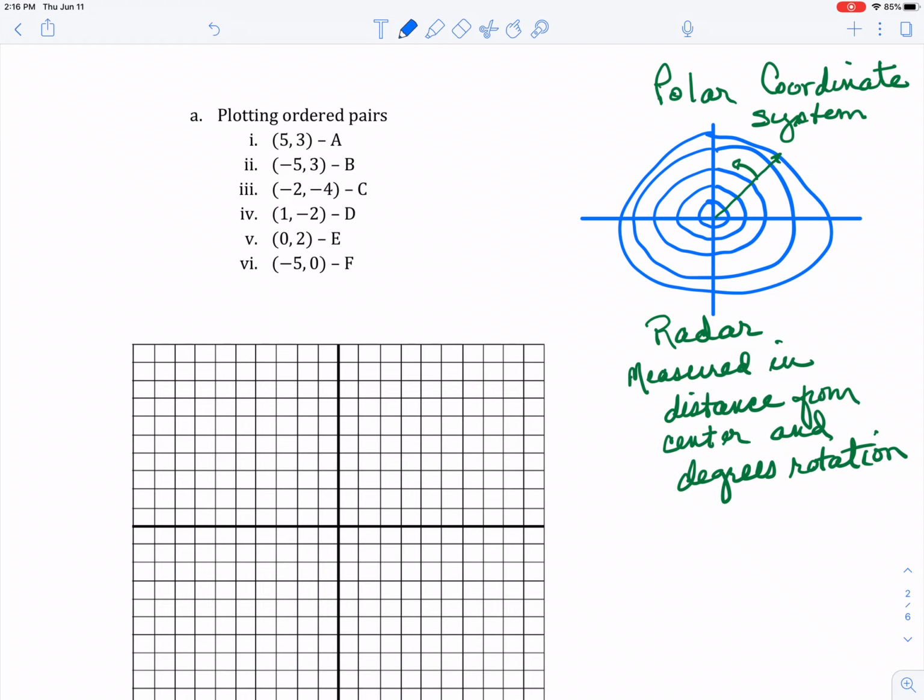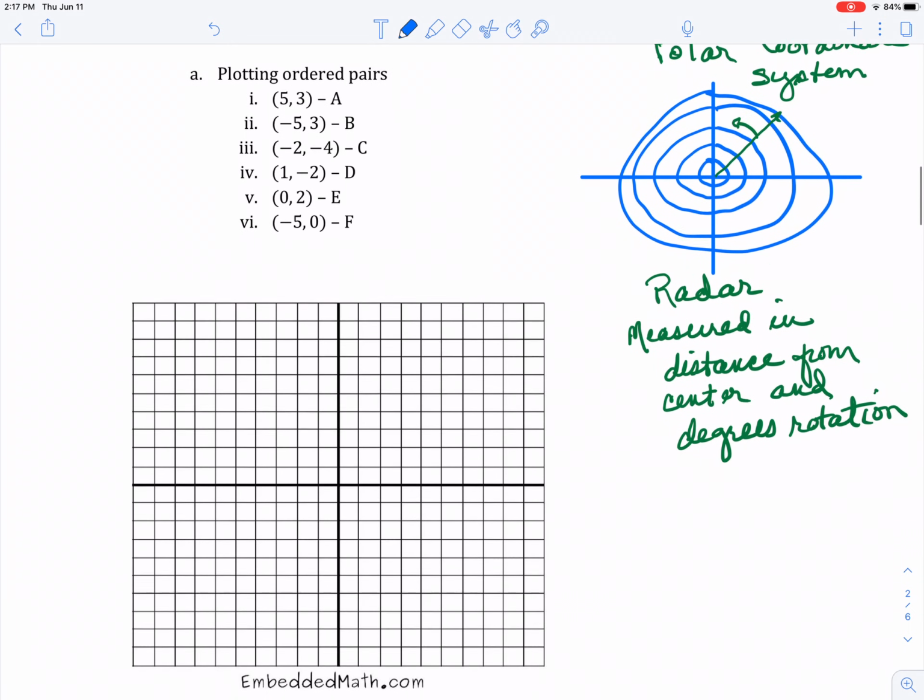It looks like a radar screen, and you identify points there by looking at the distance from the center and then how many degrees of rotation that line, that vector, has passed through. So we're not going to be doing that in this class. If you continue with math, you will definitely be doing some of those polar coordinate systems.